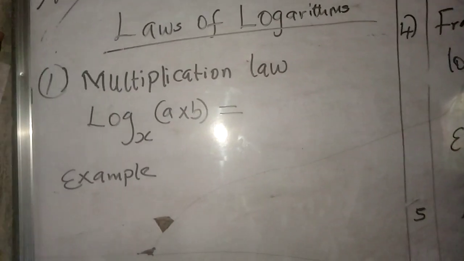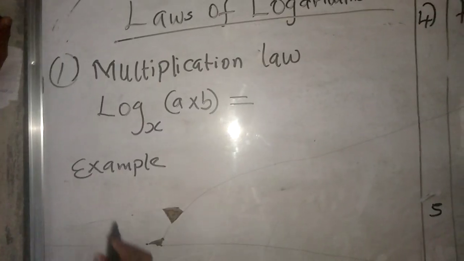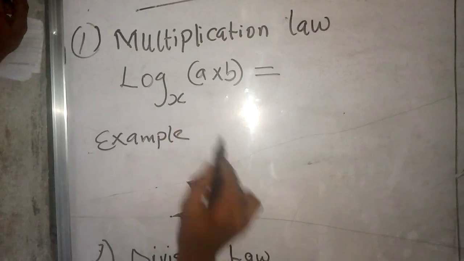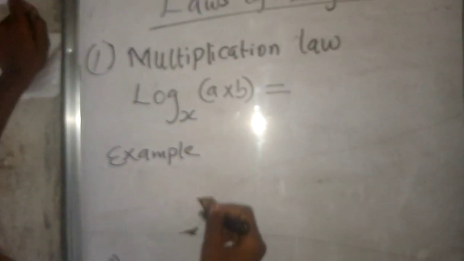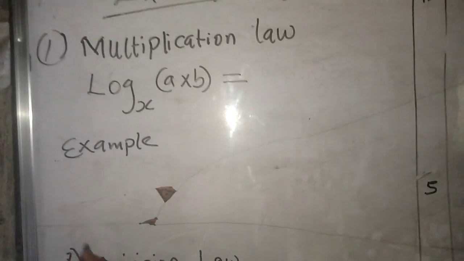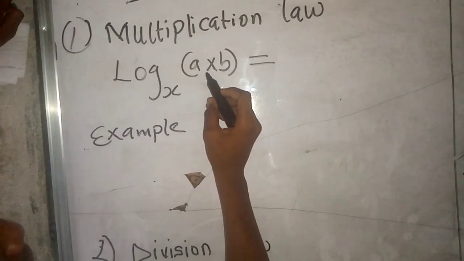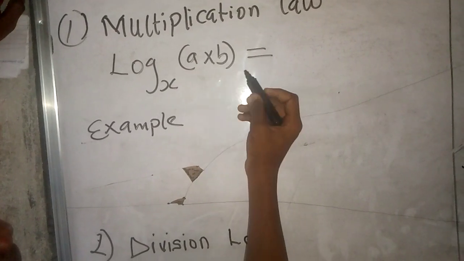Today in class we are going to be talking about the laws of logarithm. The first law we are taking is the multiplication law. In the case you see an equation like log of a times b in base x, you have to follow the law before it's solved. The way you convert it is that anytime you see multiplication, you turn it into addition.